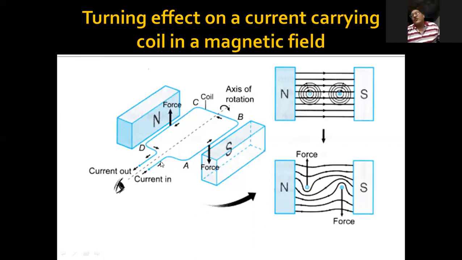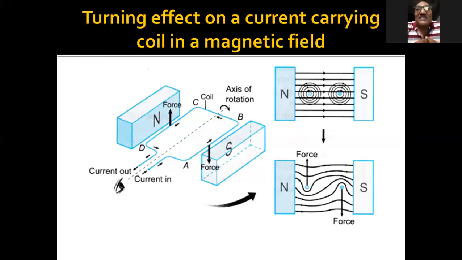And when you introduce the conventional current, for example, it's flowing from A to B, from B to C, from C to D and back. You see, I am interested in two sides of the coil: the side AB and the side CD. Why am I only interested in these two sides? Why not in BC and AD? Because the AB side is a current carrying conductor which is perpendicular to the magnetic field lines.